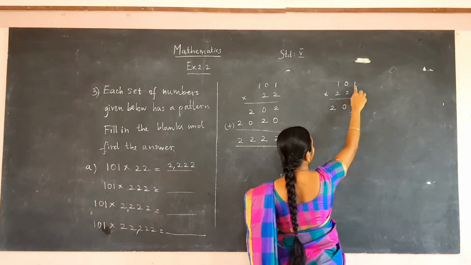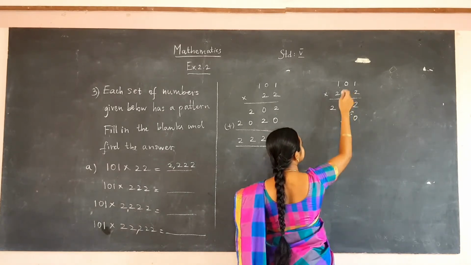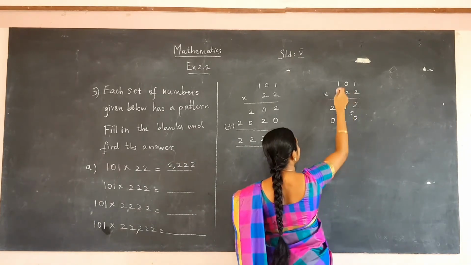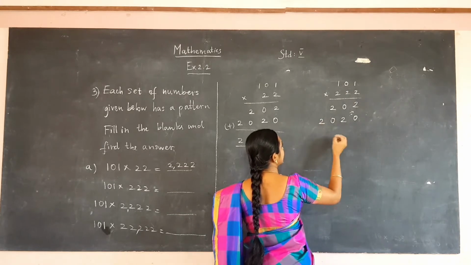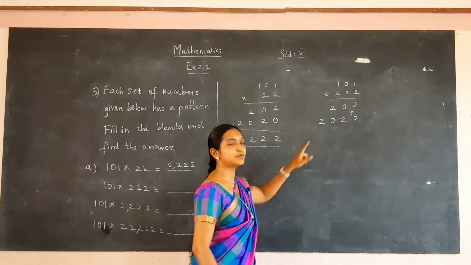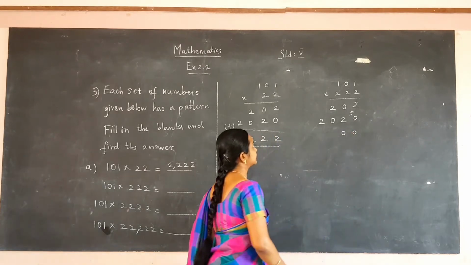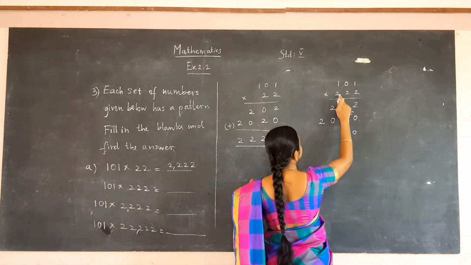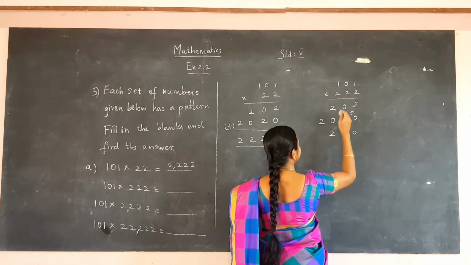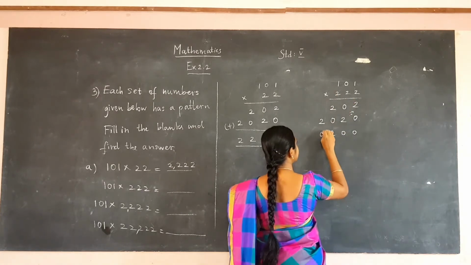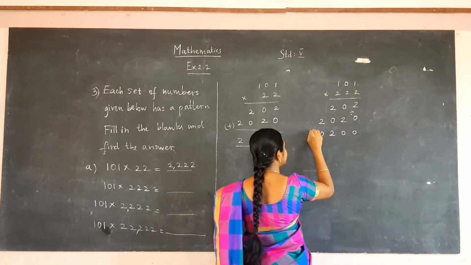Now 2 into 1 will be 2. 2 into 0 will be 0. 2 into 1 will be 2. Now we are going to write the third line. So put 2 zeros and start writing from the third place. 2 into 1 will be 2. 2 into 0 will be 0 and 2 into 1 will be 2.